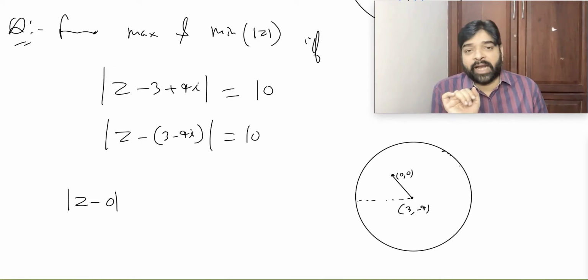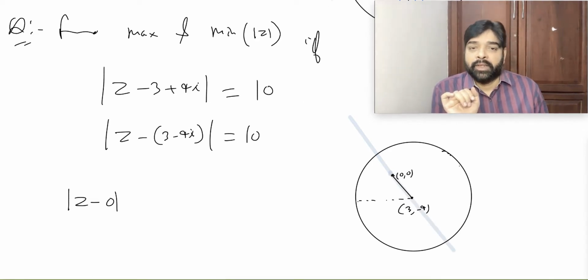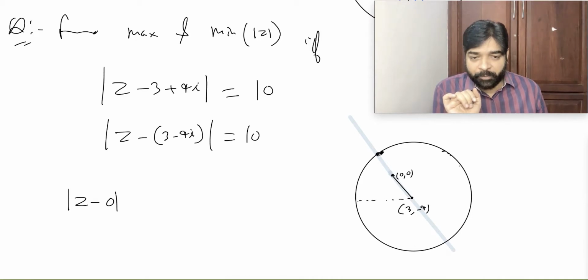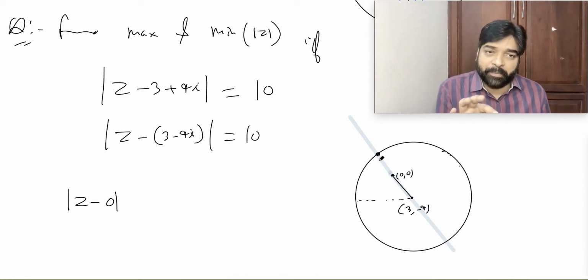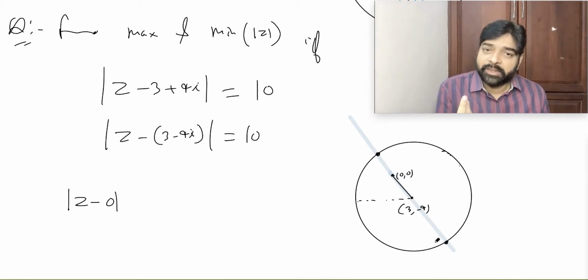Join it and extend it. Yellow. One side and the other side. This point will be the point when mod z will be minimum, and this is the point when mod z will be maximum. Finish.